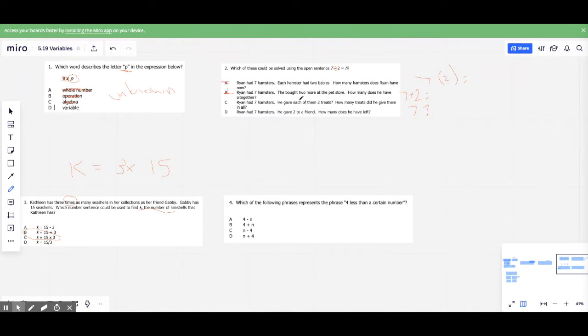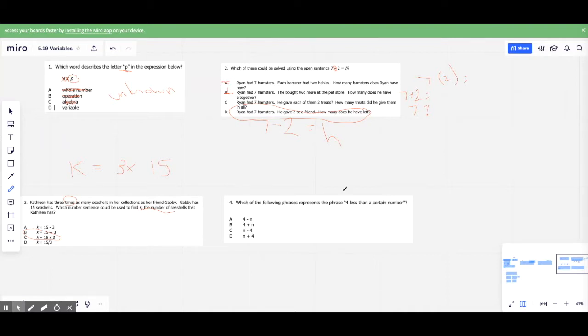Finally, Ryan had 7 hamsters. He gave 2 to a friend. If I'm giving away something, I am subtracting it. So that would work. 7 minus 2 equals hamsters. So choice D would be correct for that one.